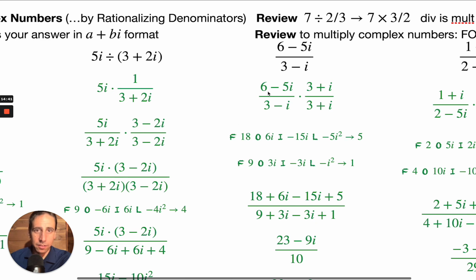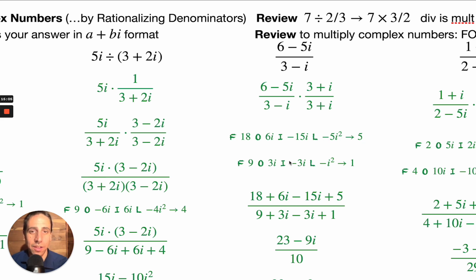Let's see. Oh, we've got to FOIL twice. Once for the numerator, once for the denominator. Holy smokes, that's a lot of FOILing. 6 times 3 is 18. 6 times i is 6i. Negative 5i times 3 is negative 15i. Last is minus 5i times i is negative 5i squared, which is the same thing as 5, because i squared is equal to negative 1.